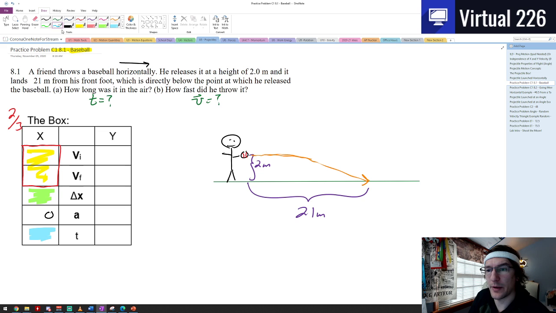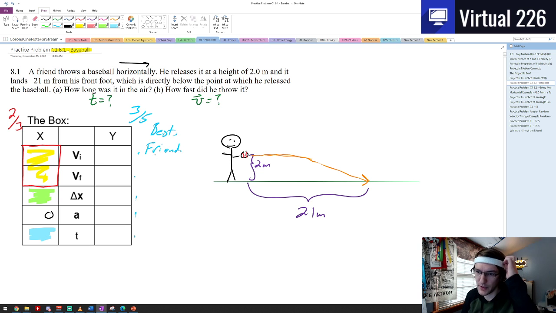We need also to remember that on the y side of things, if we have 3 out of the 5 objects over here, the 1, 2, 3, 4, 5, we can solve for everything else. And this is just given to us by our best friend, a series of kinematic equations. So let's just see what we have to start this problem. What do we have initially?